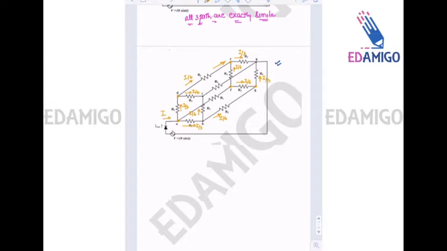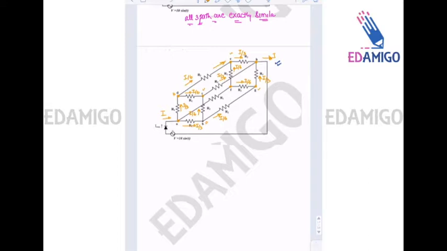Now at node C, I by 6 is coming from D, I by 6 is coming from B, so I by 3 will flow from here. Now at node H, I by 3 is coming from E, C and G, so I current will go outside. And this loop is complete.